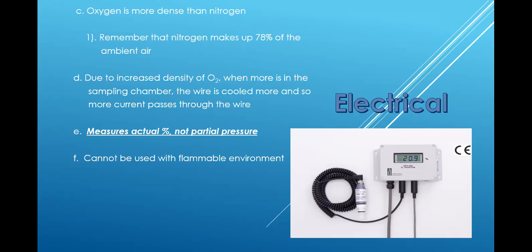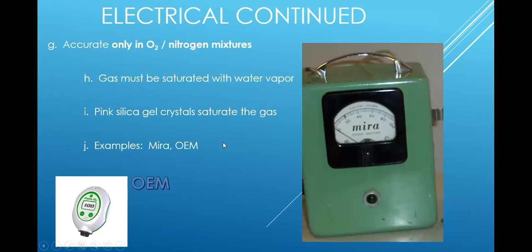All right. The electrical one uses principles of electricity, right? And it measures the actual percentage and not the partial pressure. Okay. It cannot be used within a flammable environment, of course. All right, still continuing electrical. Accurate only in oxygen, nitrogen mixtures, all right? And that's what most of the atmosphere is, oxygen and what? Nitrogen. So that's what they're saying.